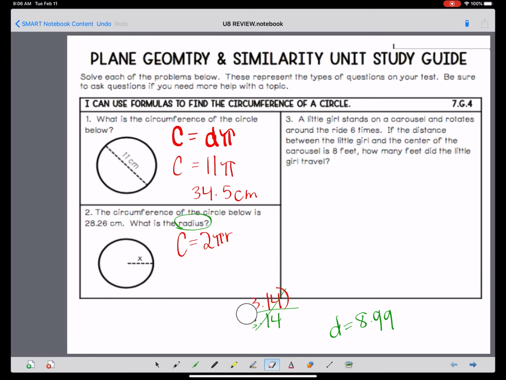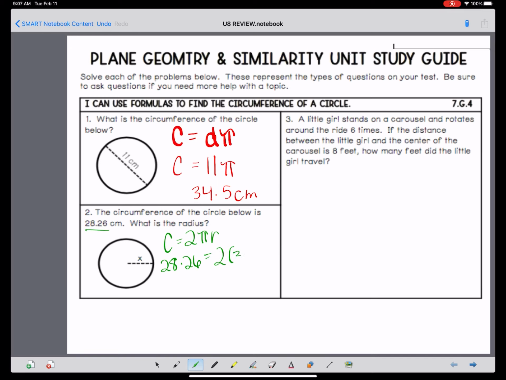The other equation is made for when you're given the radius, or when the question is asking us to find the radius. The equation that we are going to use, in case you like this one, is circumference equals 2 pi times the radius. What's the radius? Well, let's plug in what we do know. My circumference, they already gave us that. It's 28.26 is equal to 2 times pi times the radius.